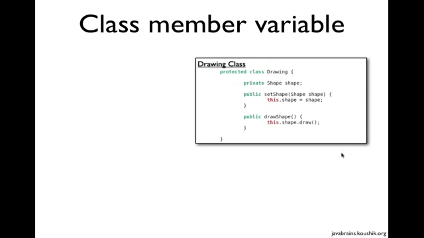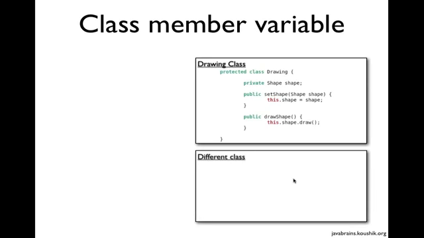All you need to do is pass a triangle to the setter. You have a drawing.setShape. If you pass a triangle to this setter and then do a drawing.drawShape, it's going to draw a triangle. If you pass a circle object to the setter, you say drawing.setShape and you pass a circle object, and then you do a drawing.drawShape, it's going to draw a circle.